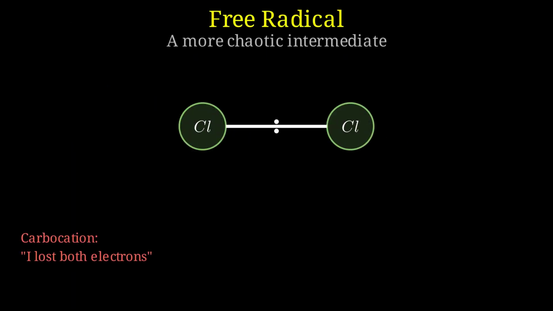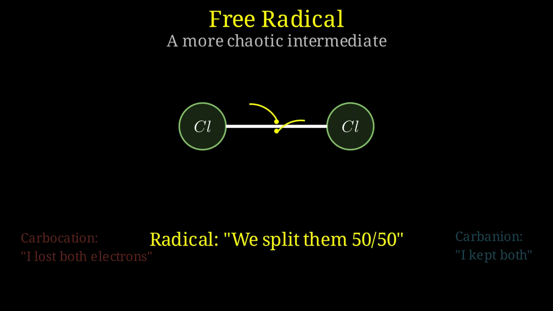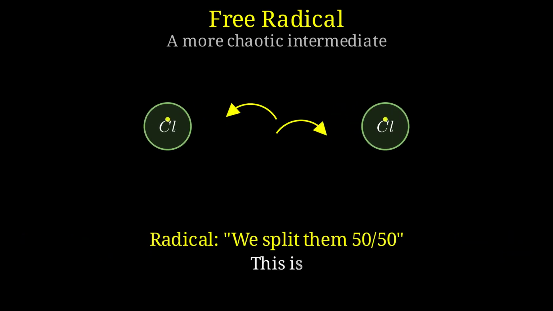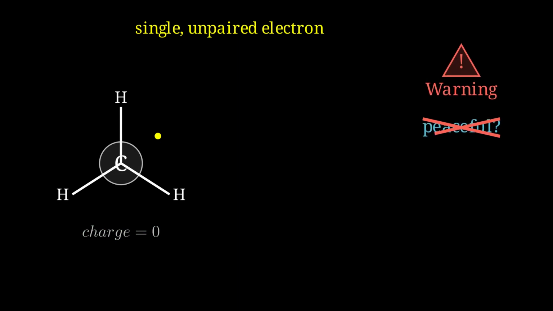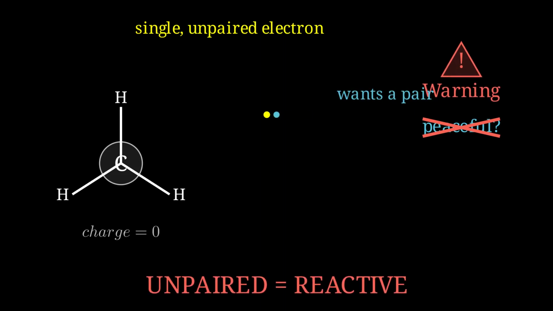The free radical. If a carbocation is, I lost both electrons, and a carbanion is, I kept both, a radical is, we split them 50-50. This is homolytic cleavage. A radical carbon has 3 bonds and 1 single unpaired electron. It's neutral in charge, but don't let that fool you into thinking it's peaceful. In the world of chemistry, electrons hate being alone. They want to be in pairs. This makes radicals incredibly reactive.